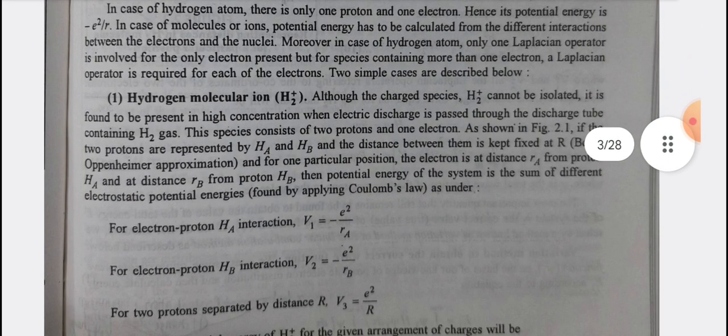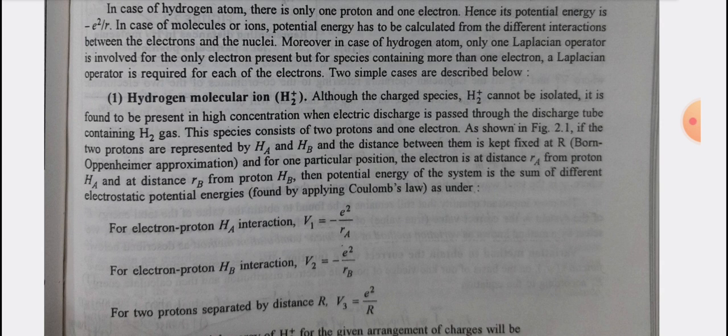In case of molecules or ions, potential energy has to be calculated from the different interactions between the electrons and the nuclei. Moreover, in case of the hydrogen atom, only one Laplacian operator is involved for the only electron present, but for species containing more than one electron, a Laplacian operator is required for each electron. Two simple cases are described below.